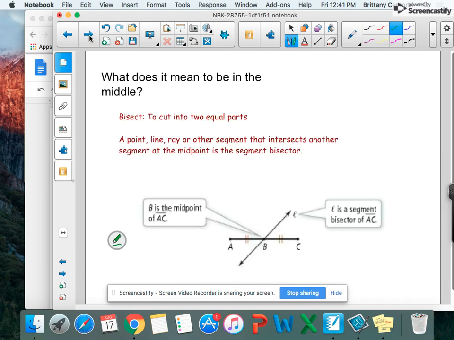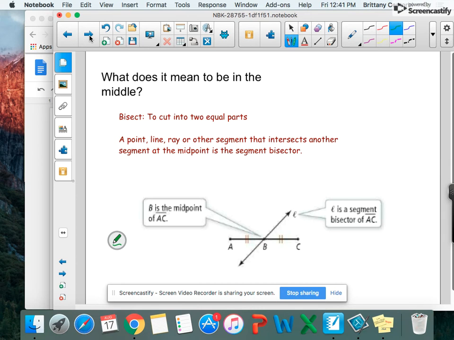And then lastly, what does it mean to be in the middle? We're going to do a lot with midpoints or bisecting. Bisect means to cut into two equal parts. And a point, line, ray, or other segment that intersects another segment at the midpoint is called a segment bisector.